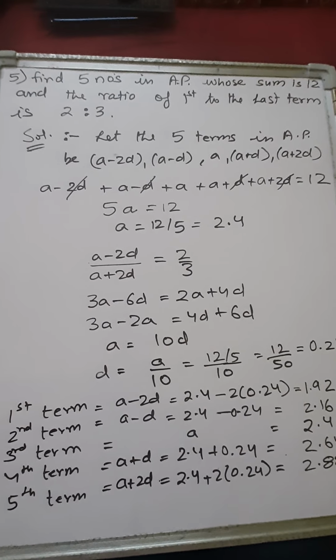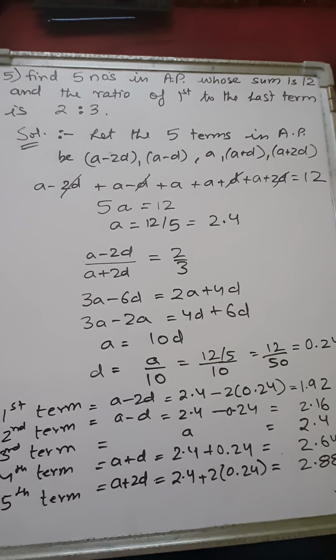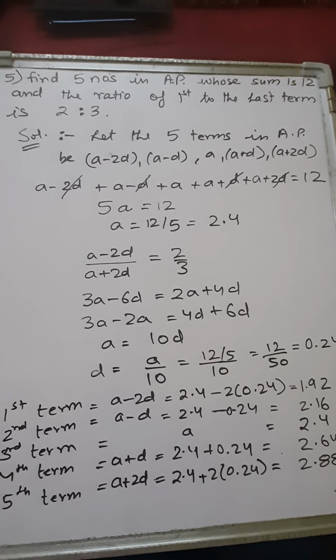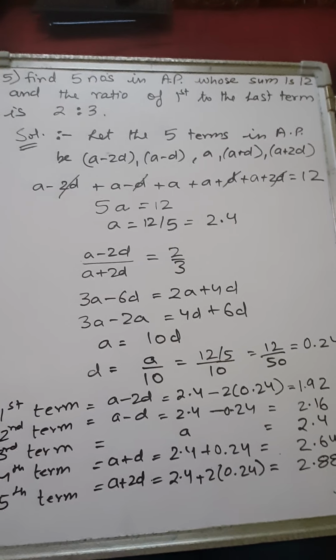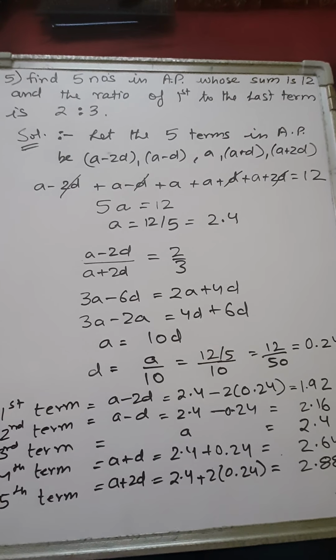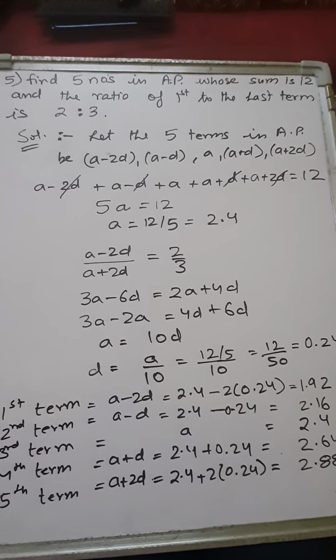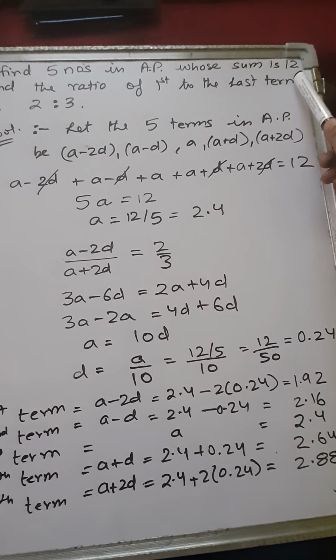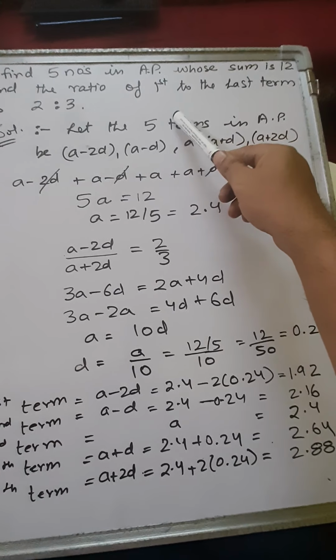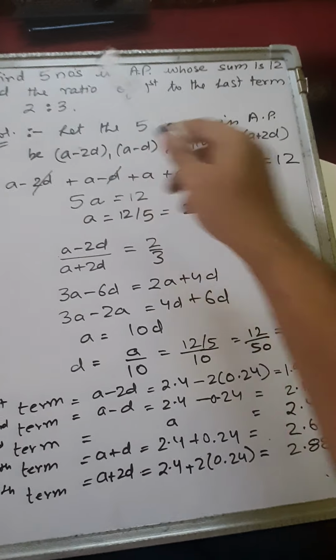Let's discuss another sum, children. In this question, the question states: find 5 numbers in AP whose sum is 12 and the ratio of first to the last is 2:3. We have to find 5 numbers, and the sum of the 5 numbers is given as 12, and the ratio of first and last is given as 2:3.